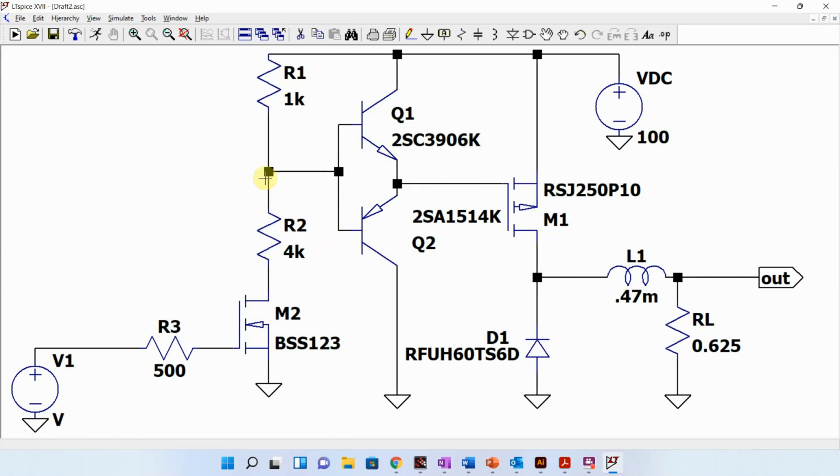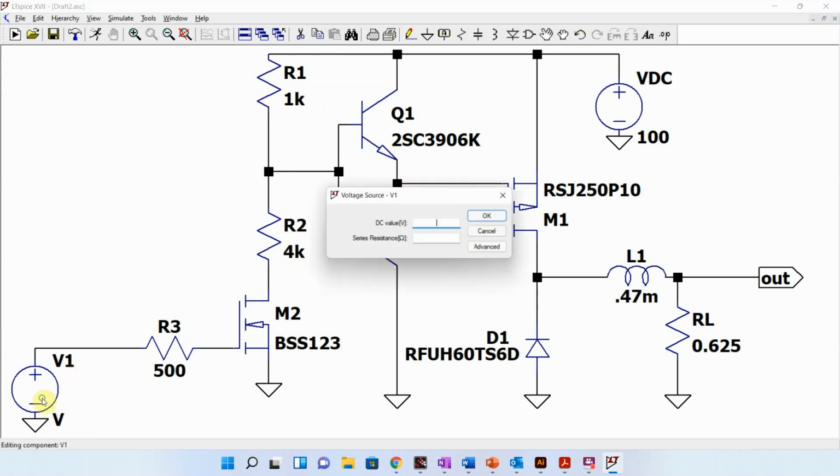Okay, so now this is going to be 0 or 100 volts. And so this point here is going to be either 100 volts minus 0.7 or 0 volts plus 0.7. So it'll be a little bit different than the 80. We could adjust this a little bit to compensate for that, but 19.3 should be good enough to get all this to work.